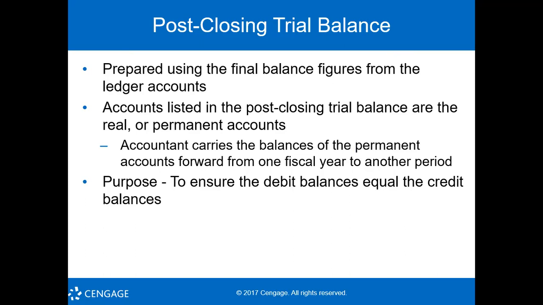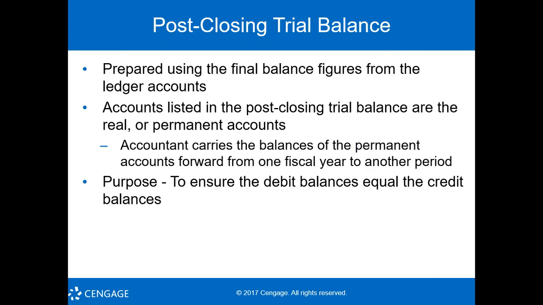The accounts that remain on the post-closing trial balance are the permanent accounts, and these are the balance sheet accounts, so assets, liabilities, and equity. The permanent accounts carry forward to the next year. Again, if we do our closing entries at the end of December, all those accounts that we close, revenues, expenses, and drawings, are at a zero balance when we start our new year in January.